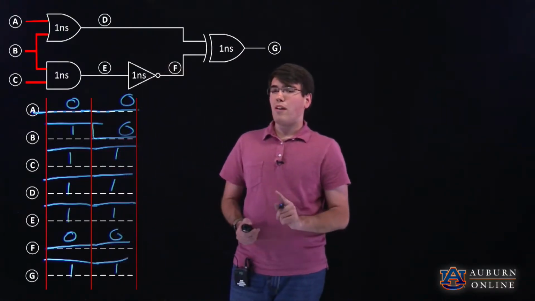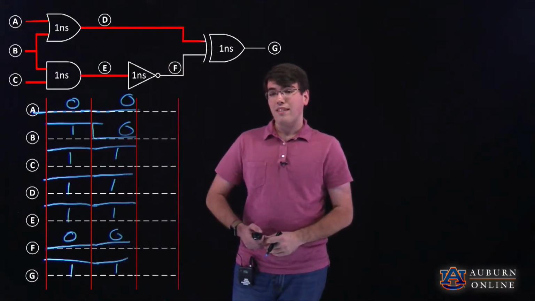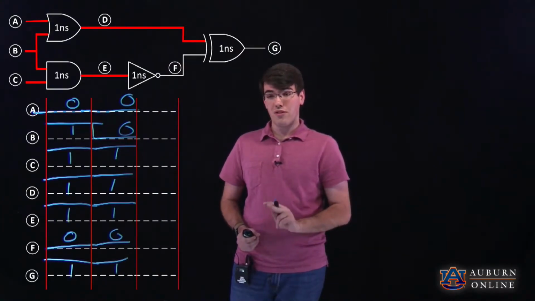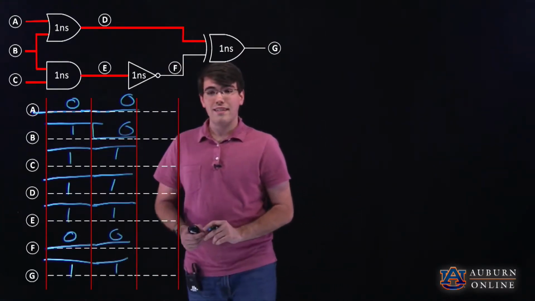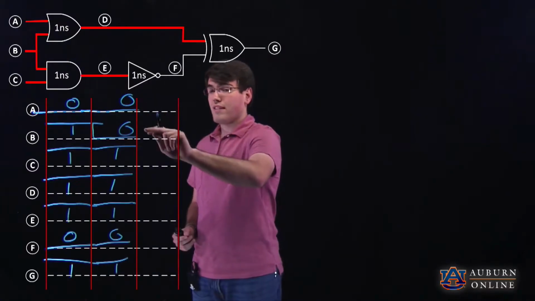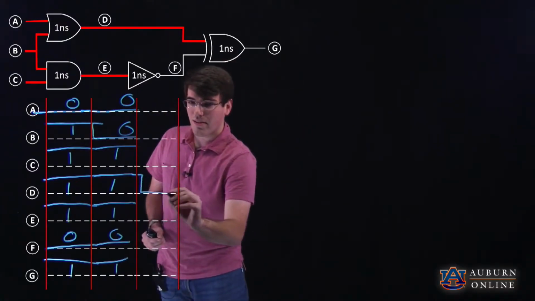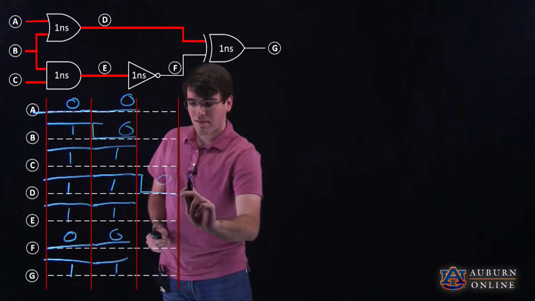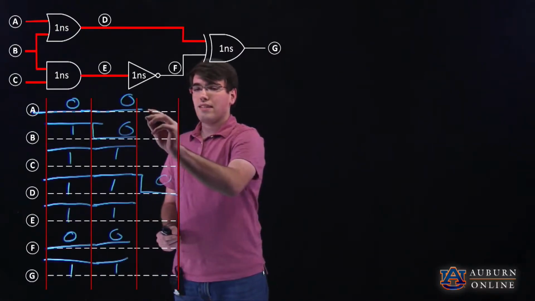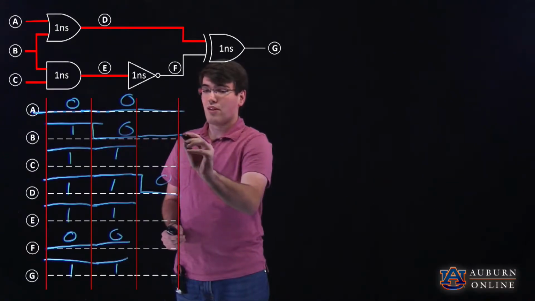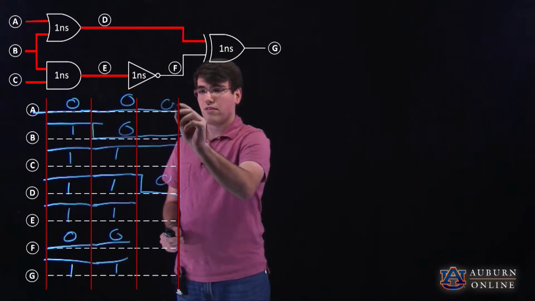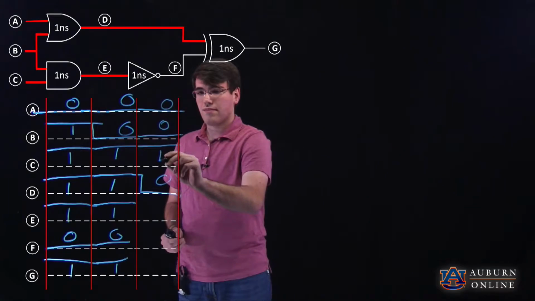Now, if we go 1 nanosecond later in time, the signal has had time to propagate through the first two gates. So D is now the OR of 0 and 0. That means it's going to drop from 1 down to 0. Now, A, B, and C have all stayed the same because we haven't flipped our inputs yet. So they're still 0, 0, and 1.